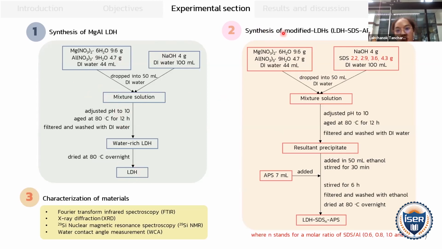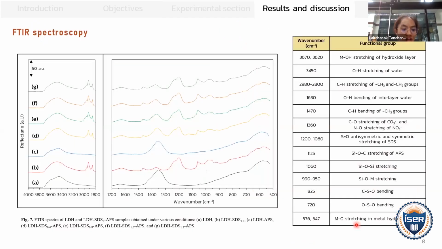Secondly, the synthesis of modified LDH. Magnesium nitrate hexahydrate and aluminum nitrate nonahydrate were dissolved in deionized water to obtain a mixed metal solution, and the base solution was prepared by dissolving sodium hydroxide and different amounts of sodium dodecyl sulfate. The mixed metal solution and base solution were dropped into deionized water. After aging, the resultant precipitate was filtered, washed, and suspended in ethanol. Aminopropyl triethoxysilane, or APS, was added into the slurry. The obtained samples were denoted as LDH-SDS-N-APS, where N stands for the molar ratio of SDS per aluminum.